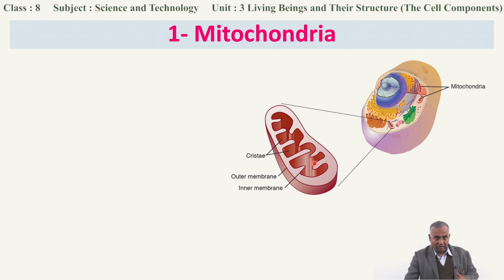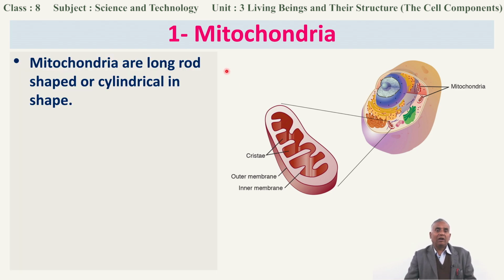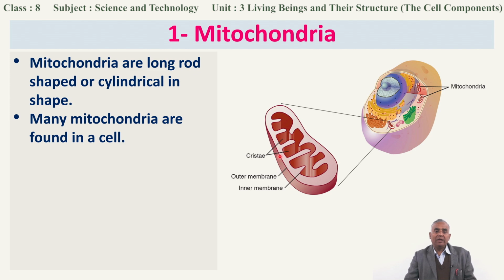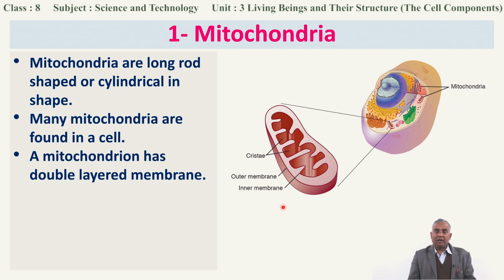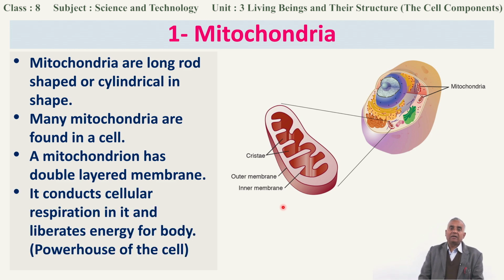Yes, that name will be given. I will give you the full name later. I think under it you will get the name. So that is the structure of mitochondria. Yes, mitochondria are long, rod-shaped or cylindrical in shape. Many mitochondria are found in a cell. And another thing you are clear about already: it consists of two layers, outer membrane and inner membrane, a two-layered structure. Yes, a double-layered membrane. And it conducts cellular respiration.